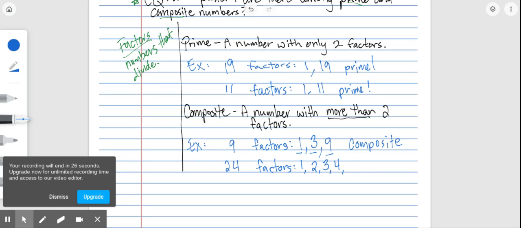Is it divisible by 6? Yes, because 4 times 6. How about 7? No, I checked it earlier. 8. 8 times 3 is 24. Okay. We've also got 12 and 24. So this is a composite number.